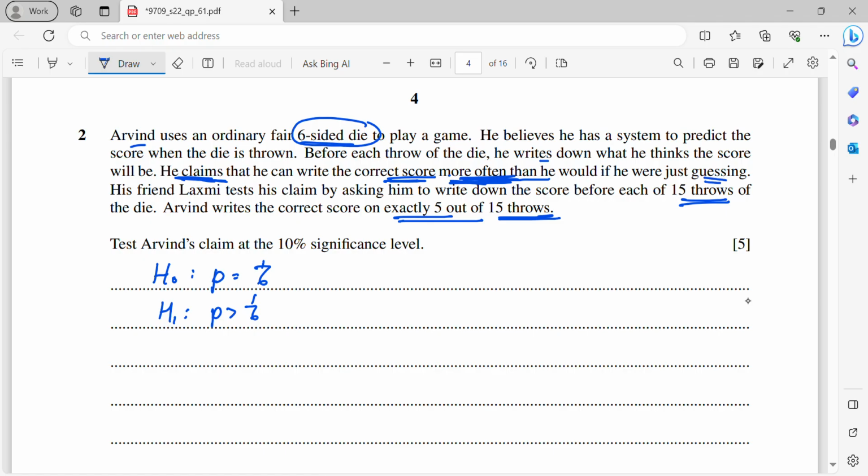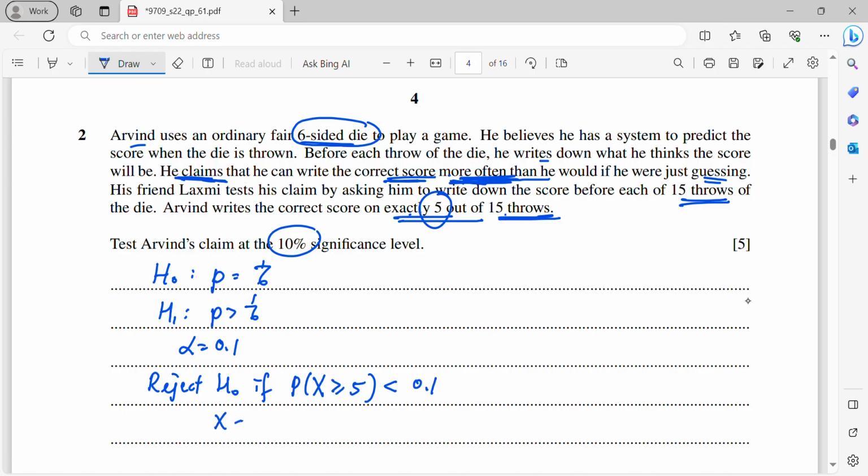So guessing means 1 over 6 for each number. Therefore, he expects he will get a higher chance, which is H1: p greater than 1 over 6. And now it is a 10% significance level, alpha equals 0.1. So I'm going to write the rejection criteria: reject H0 if P(X ≥ 5), because it's mentioned exactly 5 out of 15. When P(X ≥ 5) is less than 0.1, we are going to reject H0.